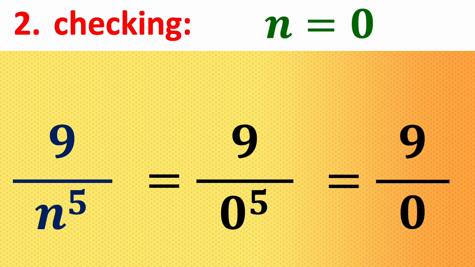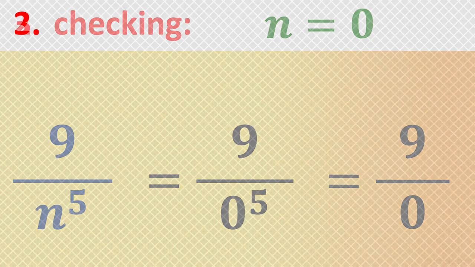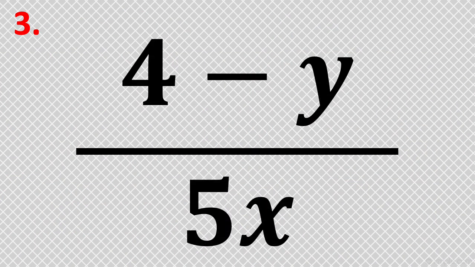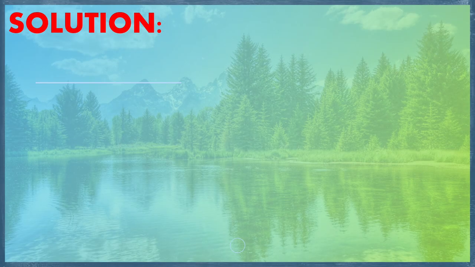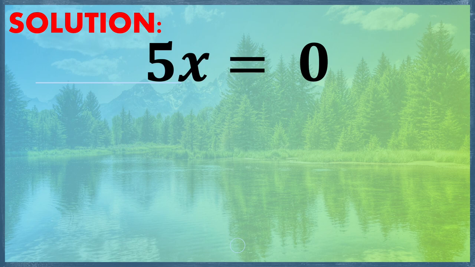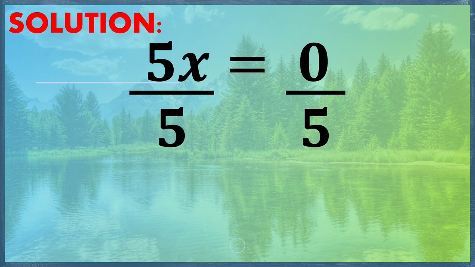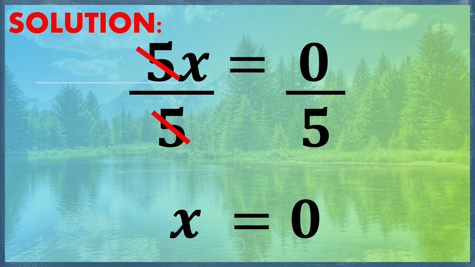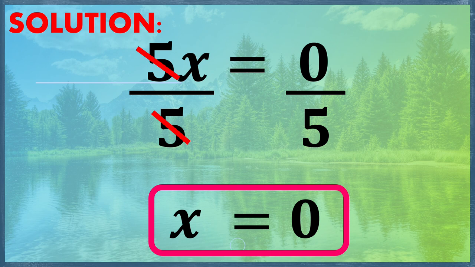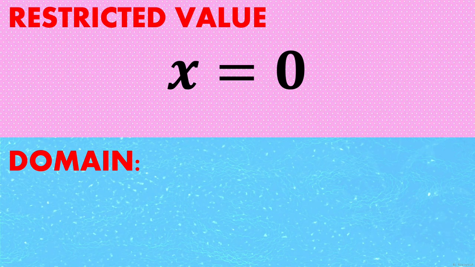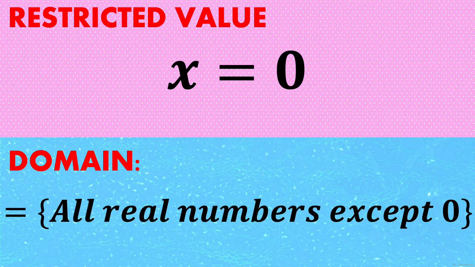So, tandaan, ang pagde-divide by 0 ay hindi po pwede. It will become undefined or meaningless. Pangatlong halimbawa, 4 minus y over 5x. So, ang denominator natin ay 5x. Ano kaya yung magiging value ng x? So, step number 1, let us put the denominator as 0. So, 5x equals 0. So, divided by 5 left and right. So, ibig sabihin, ang hinahanap nating value ng x ay 0. So, siya yung restricted value. At ang domain natin is all real numbers except 0.